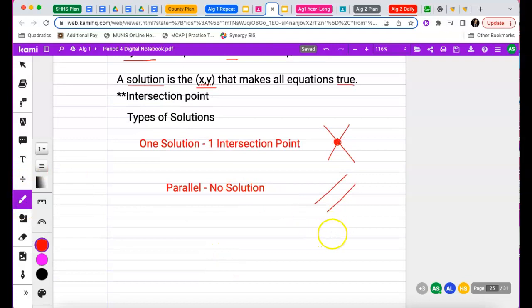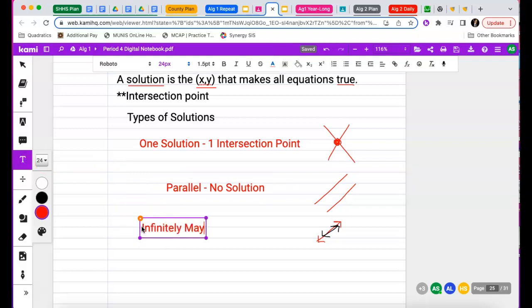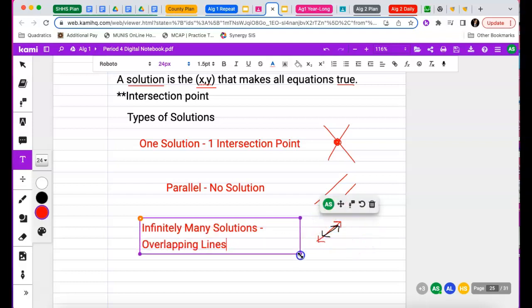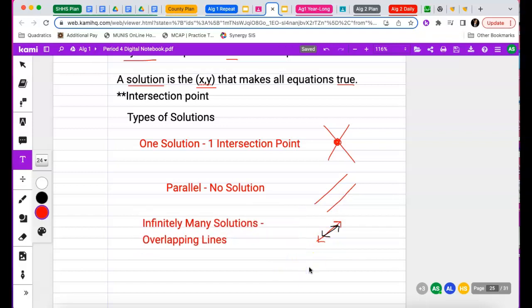And then the last scenario is one single graph that looks like this, but there's another graph that's hidden underneath of it. It's two graphs overlapped on top of each other. That means that every point on the graph is a solution, so there are infinitely many solutions. All the points on the graphs are solutions. So when we have overlapping lines, technically there's two lines there. That means there's infinitely many solutions. So those are the three different types of solutions that we'll see today.